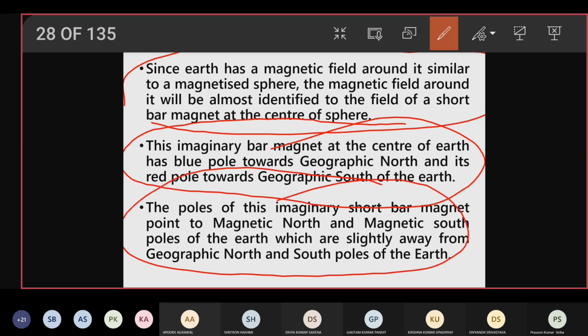So magnetic north and geographic north are not at the same place. There is a difference.